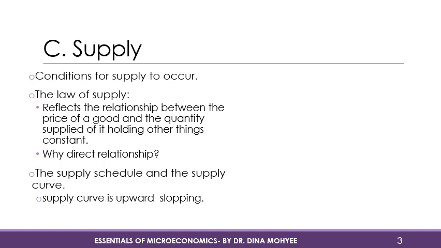Let's begin with the law of supply, which explains the relationship between the price of a good and the quantity supplied of it. As we previously discussed, the law of supply states that there is a direct relationship between the price of a good and the quantity supplied of it, holding other things constant. Which means that a rise in the price causes the quantity supplied to increase and vice versa. But why does this direct relationship exist?